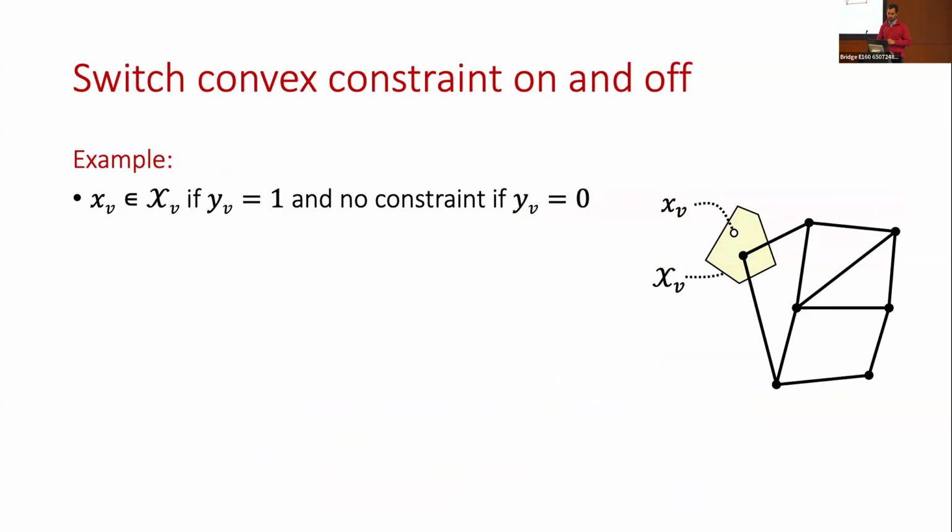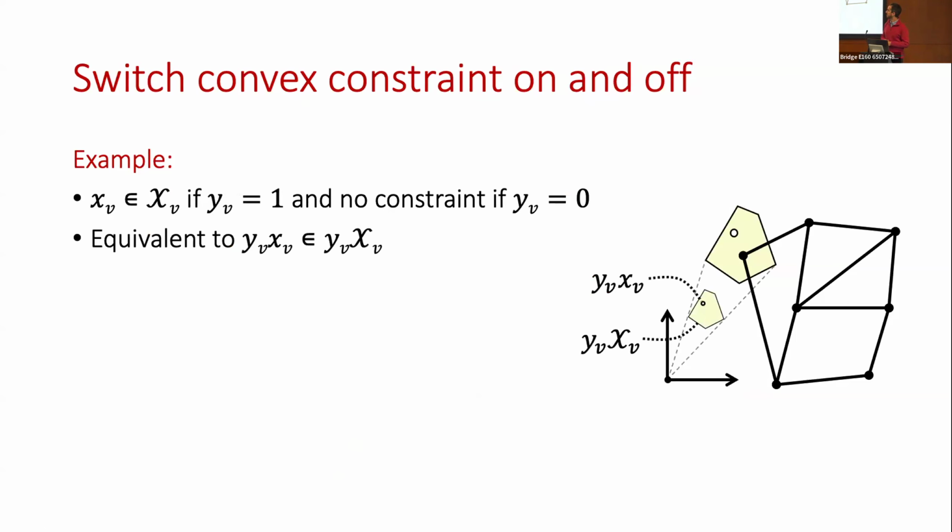But imagine you have a constraint of the form x is in calligraphic X. You want this constraint to be enforced if the binary variable is 1, and you want no constraint to be enforced if the binary variable is 0. Right? How can you try to do this in a convex fashion?